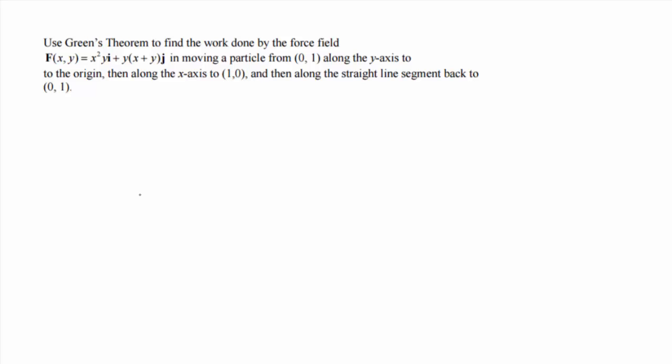It says use Green's theorem to find the work done by the force field F, which has components x squared y and y times the quantity x plus y, in moving the particle from 0, 1 along the y-axis to the origin, and then along the x-axis to 1, 0, and then along the straight line segment back to 0, 1. Let's graph this thing so we can see the region that is enclosed by these line segments.